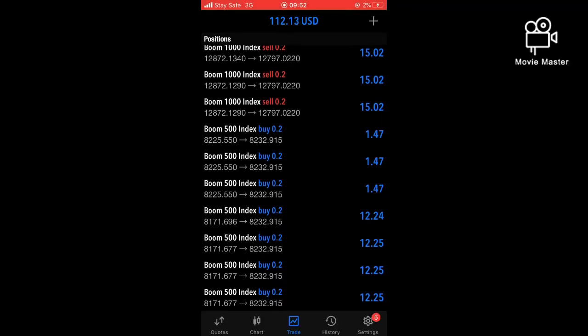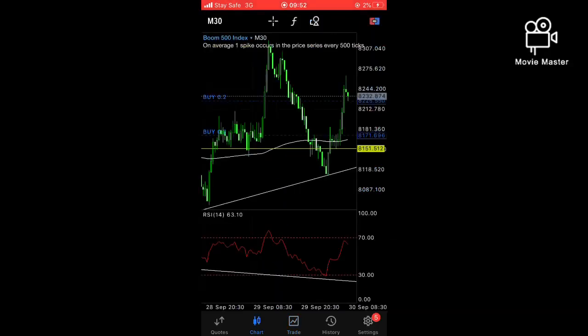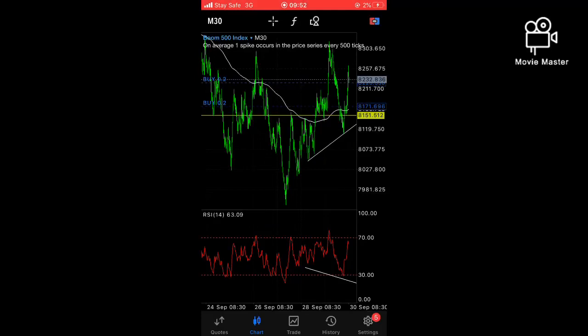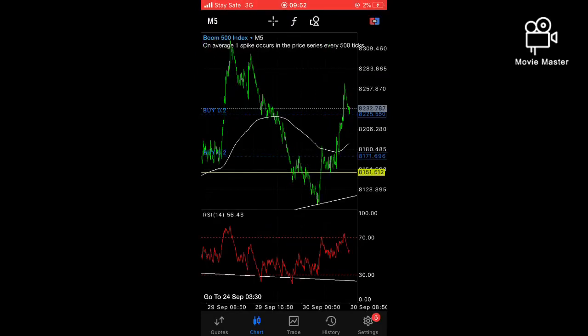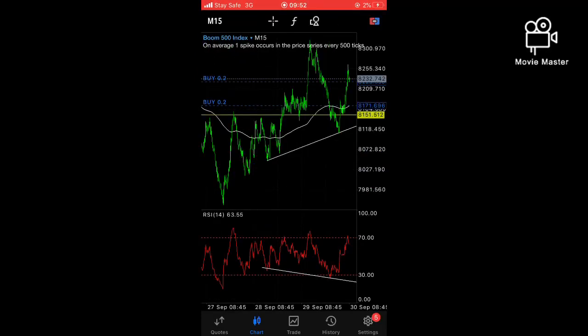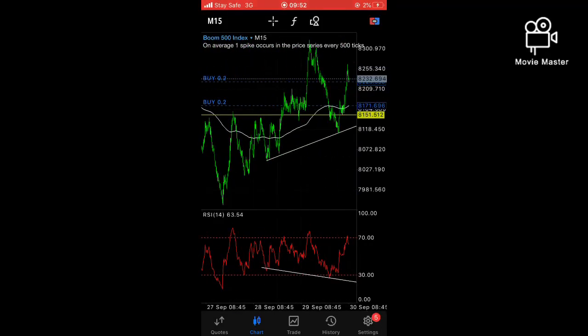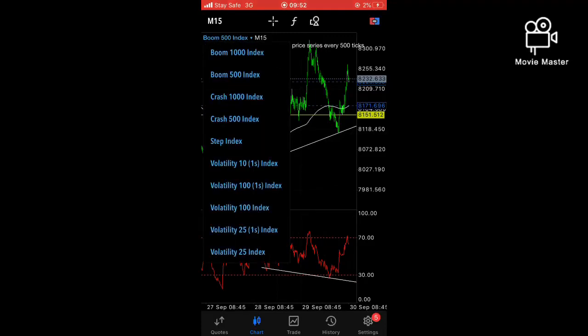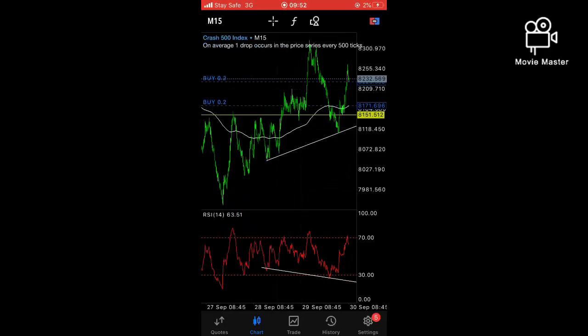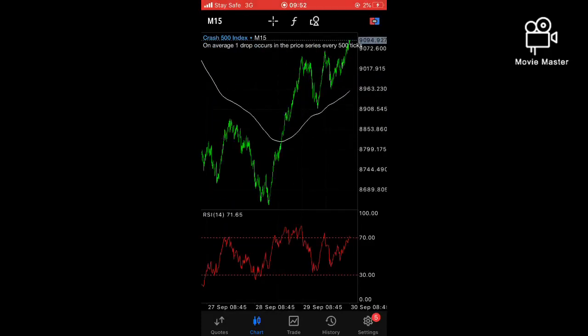It was actually $17 per position, but now it dropped. So this was how I took my entry, as a result of a hidden bullish divergence spotted on the M15. We are in an uptrend, guys, on the daily. Let me keep on looking for more entries. Let's check Crash 500, guys.